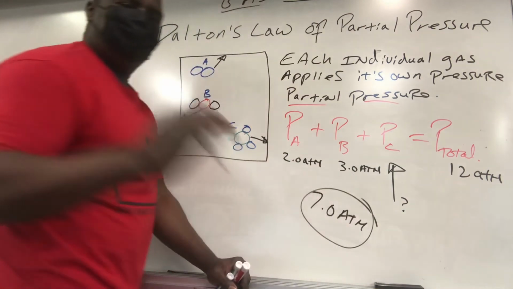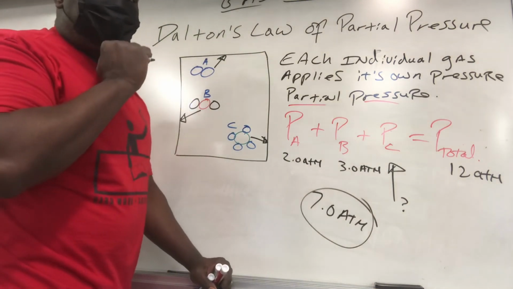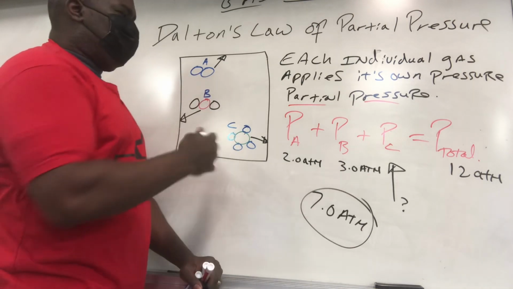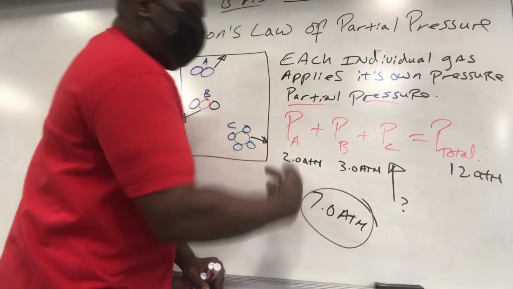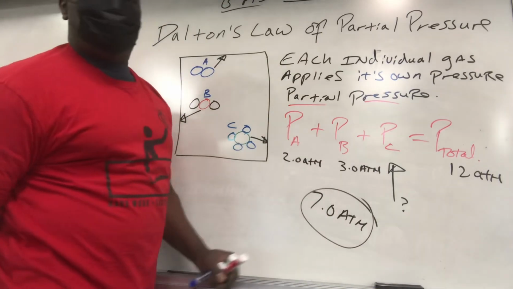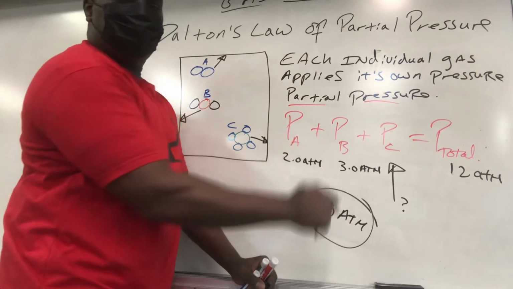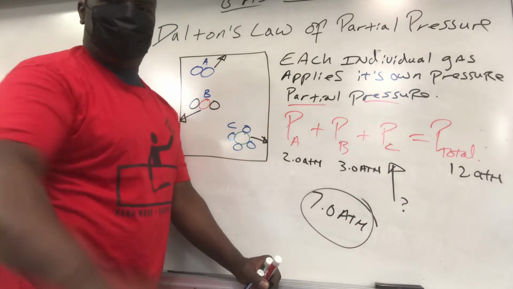So once again, Regents level, all you have to know is that each individual gas has its own partial pressure, and you add them up to get the total pressure. They'll ask you to find one of the partial pressures, and they will give you the total and the values of the other partial pressures, and you're good to go, all right?